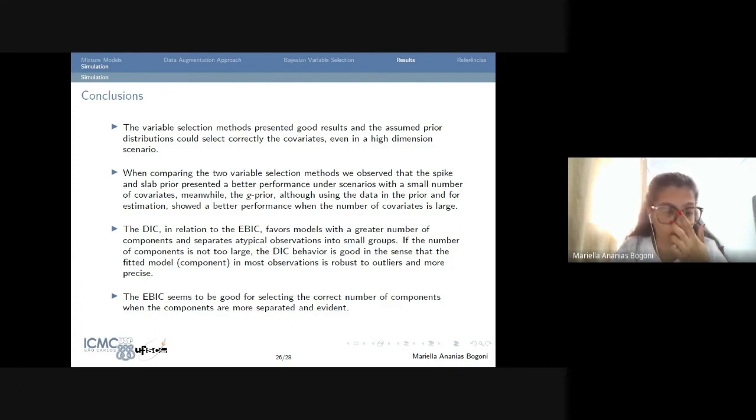Okay. Regarding the model selection, we observed that the DIC criterion favors models with a greater number of components and separates atypical observations into small groups. And the ABIC criterion seems to be good for selecting the correct number of components when the components are more separated, not overlapped, and more evident.